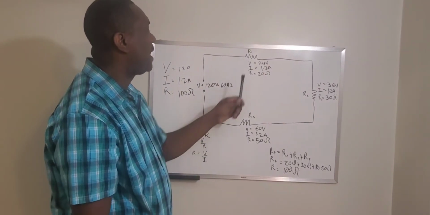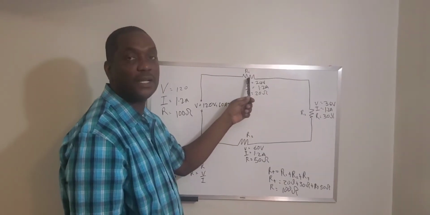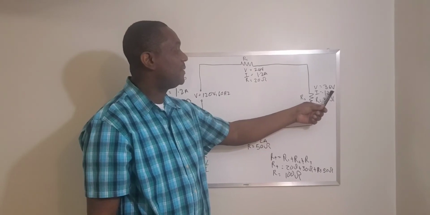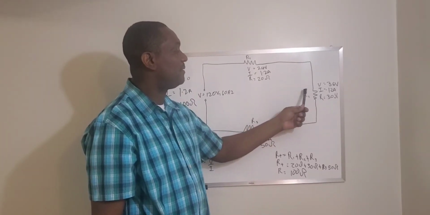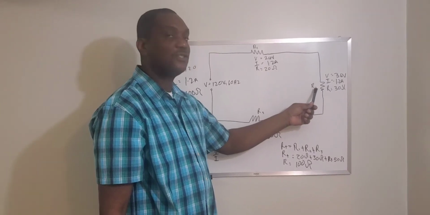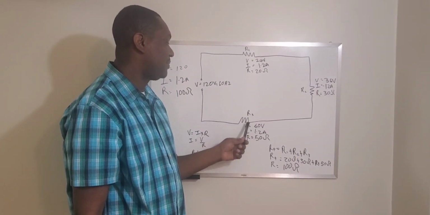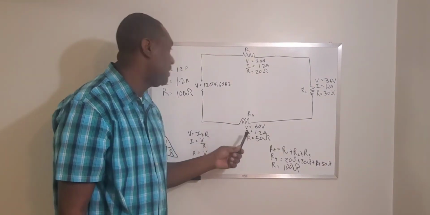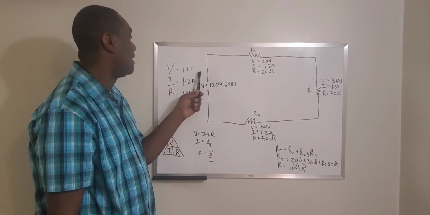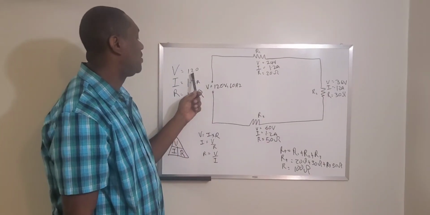If you add 24 volts, the volt drop across resistance 1, with 36 volts, the volt drop across resistance 2, and 60, the volt drop across resistance 3, you should get 120. Right? So if you add all these volt drops, you will get 120.